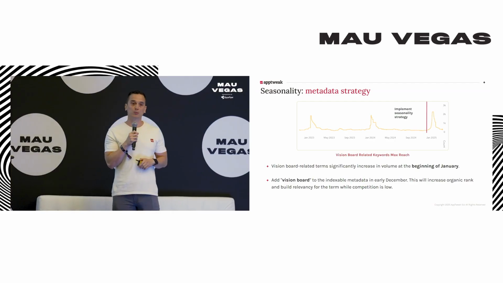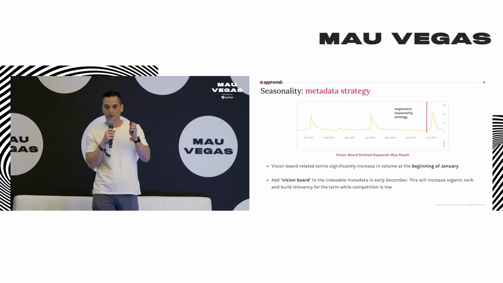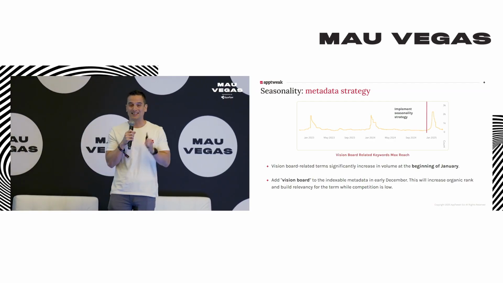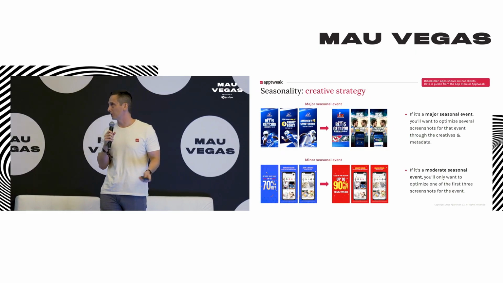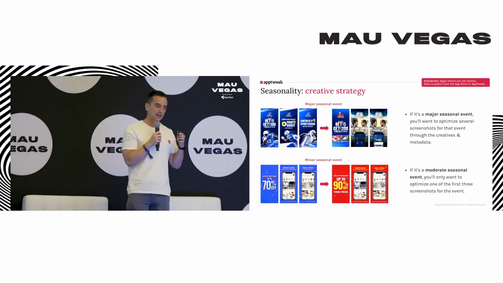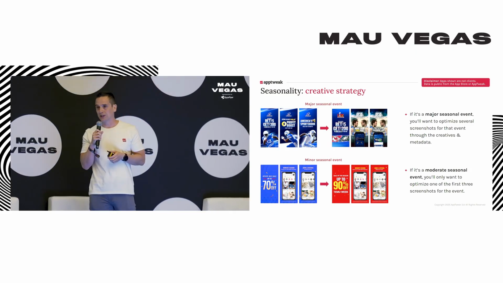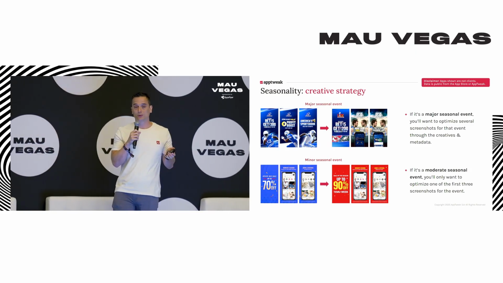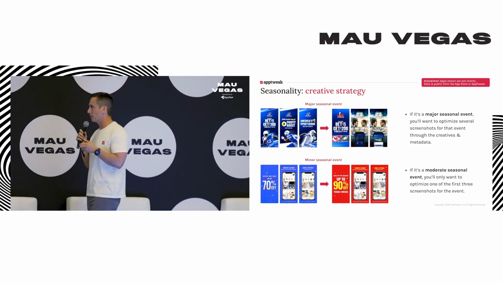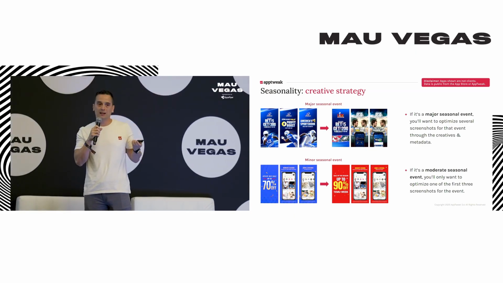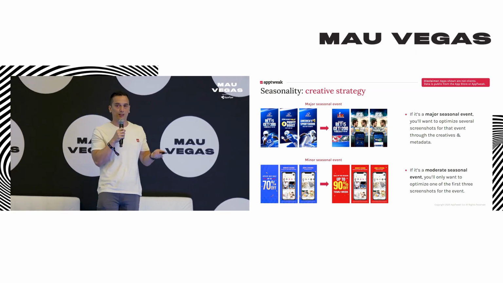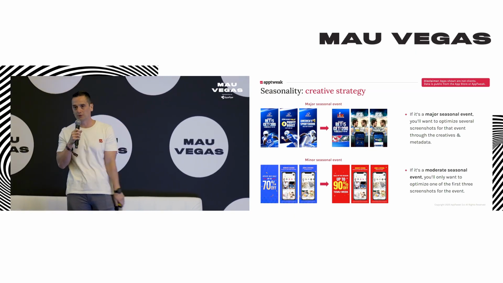So if we go back to our vision board example, I'm going to target relevant vision board keywords in my organic metadata in late November while the competition is low. Now, if we're not going to do an Apple Ads campaign, we won't have access to ad variation screenshots. So we're kind of left with all default product page screenshots. And for a major seasonal event like the Super Bowl, yeah, it makes sense to optimize a lot of these screenshots to reflect this very popular seasonal event.